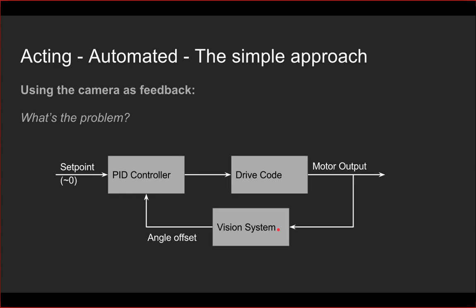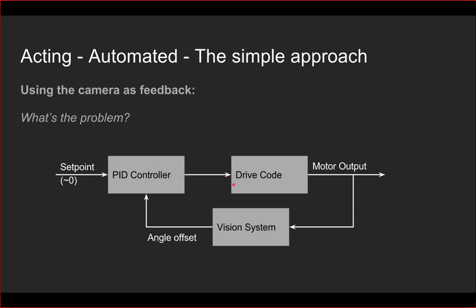So let's use the camera as feedback. We've got a set point. In this case, it'll be 0 degrees. So this is a 0 degree difference between where the target is and where your robot's pointing. And we feed that into a PID controller, which you can think of as just something which tries to get to that set point by sending some output value to the drive code. You've probably heard of this before. It stands for Proportional Integral Derivative Controller. Not too important for this. That's a lecture for another time, all in itself. But you can think of it as just something which tries to get to the set point based on some feedback.